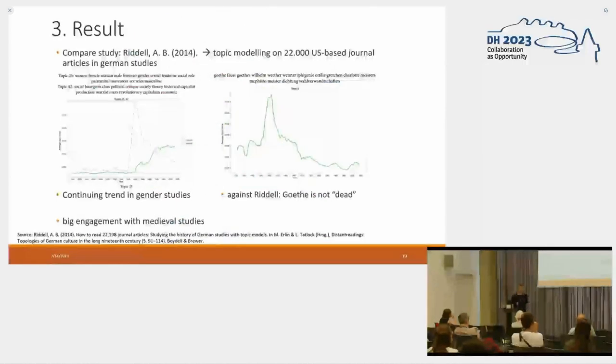We compared our results with a study from Alan Riddle. He did topic modeling on 22,000 US-based journal articles in German studies. He found a continuing trend in gender studies, which you can see on the left side. On the right side, he shows that since 1960 or so there is a declining trend in topics around Goethe. In our data, we also have a continuing trend in gender studies, at least for undergrad students. But against Riddle, we have to argue that, at least for undergrad students, Goethe is not really dead. He does not have his own topic, but he appears in a lot of different topics and is still an important figure in German studies. Also, we can see a very big engagement with medieval studies, which Riddle did not show.